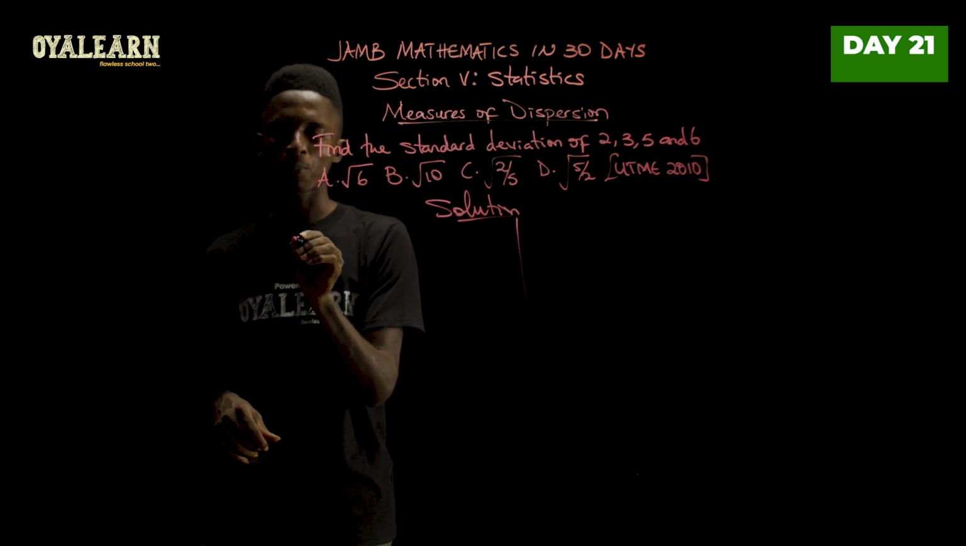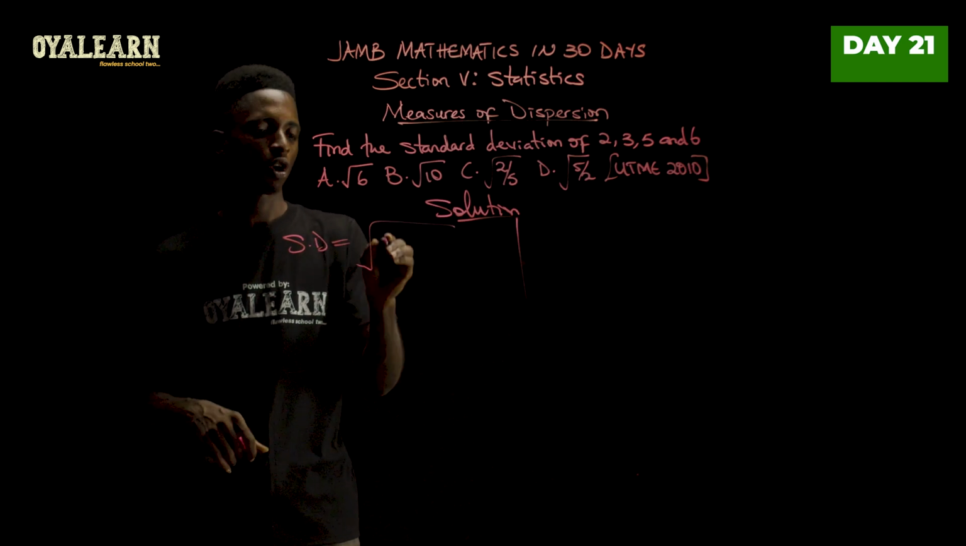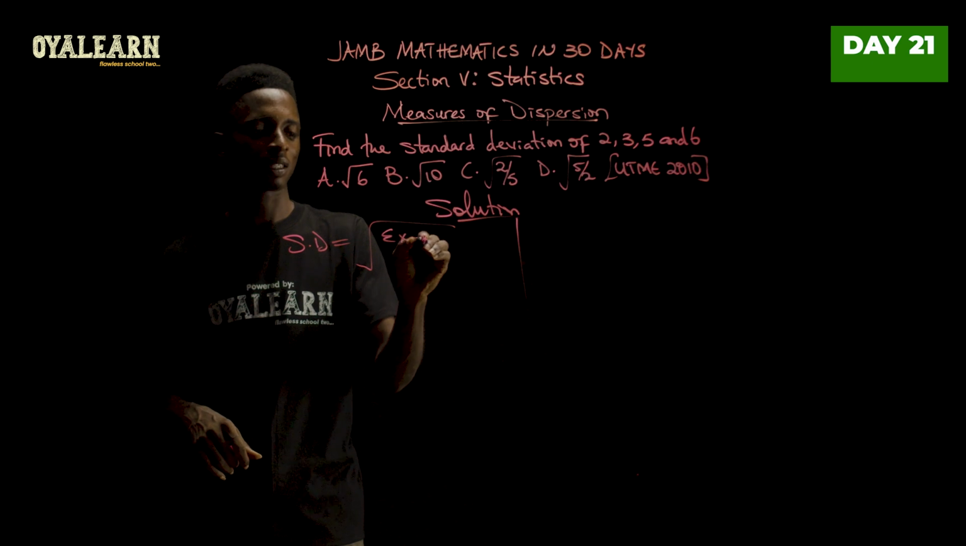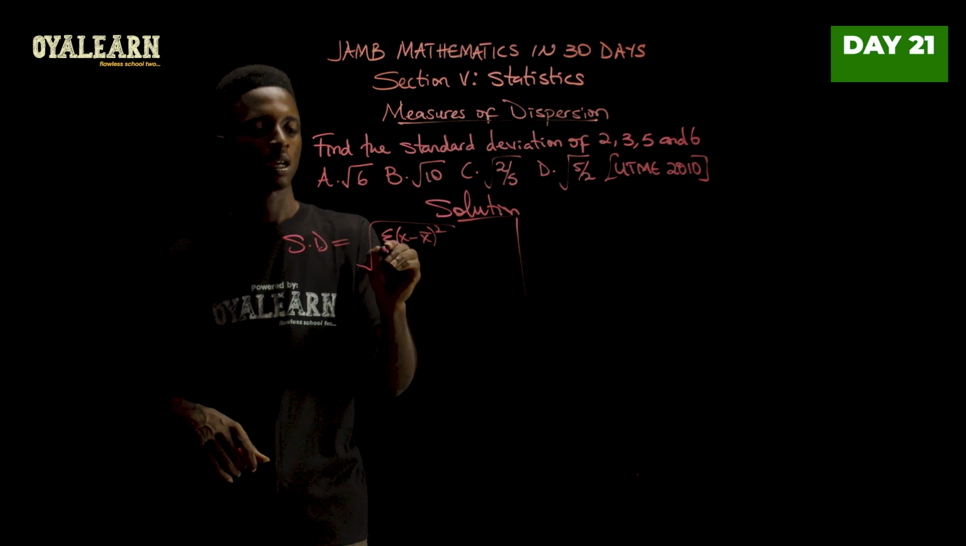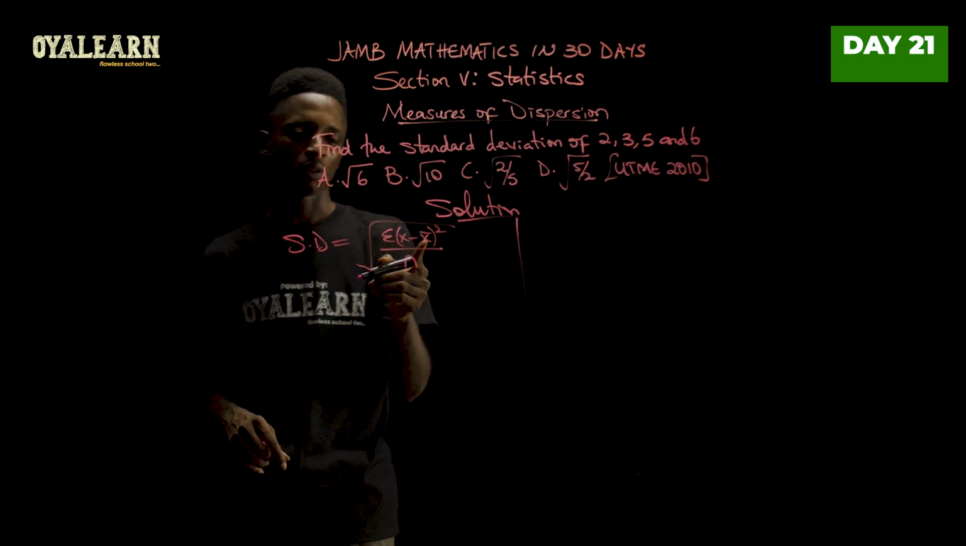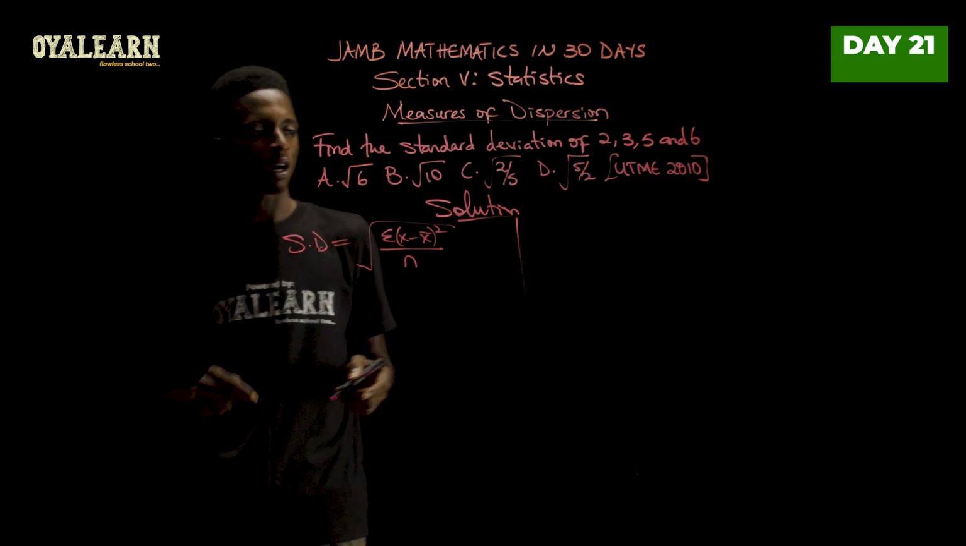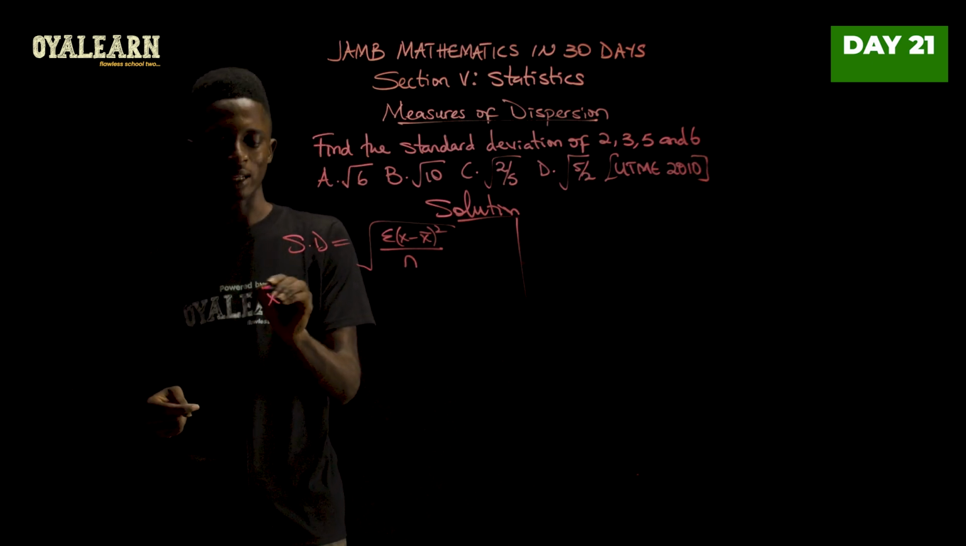So the formula we're going to apply says that standard deviation is the square root of summation x minus x bar in brackets squared over n. So we see here that we need x bar, right? And we need x minus x bar in brackets squared. So to arrive at that, let's start by getting our x bar.